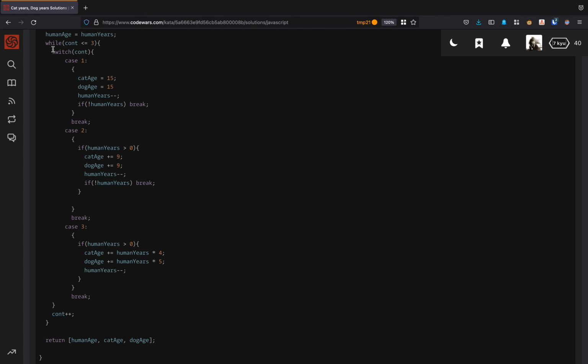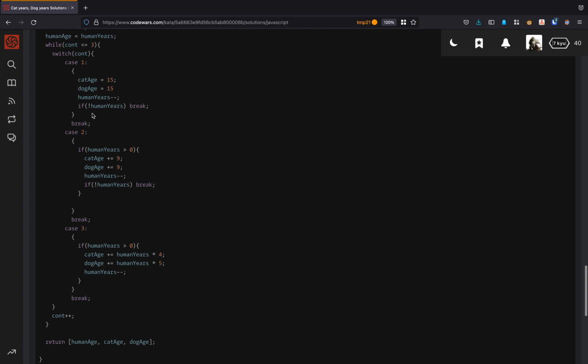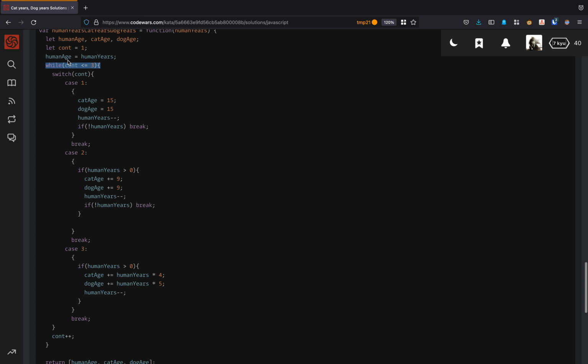And then we have a while loop solution. So pretty much the same, but instead of doing the human years minus minus, which would have been kind of built in for the for loop, we are doing a while loop instead. While cont is smaller or equal to 3. Cont, what's the cont? Cont is some magical thing that we're decrementing. Oh yeah, so this is an optimization for the loop. I see. So you only go through the loop 3 times.